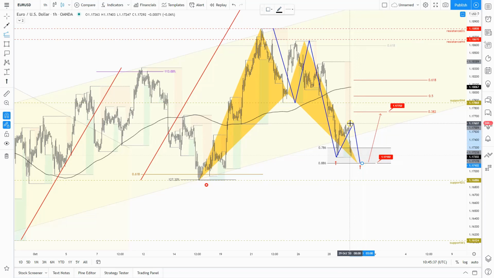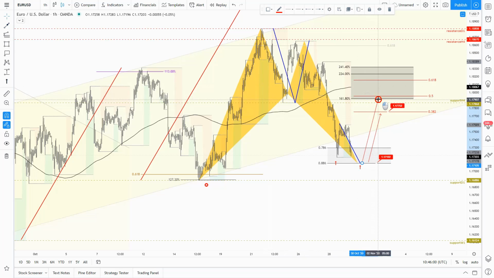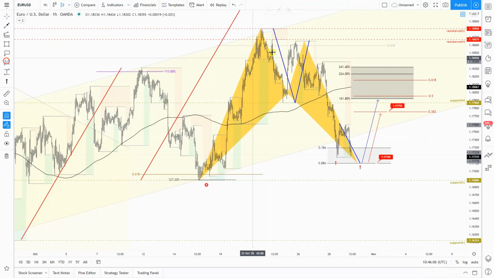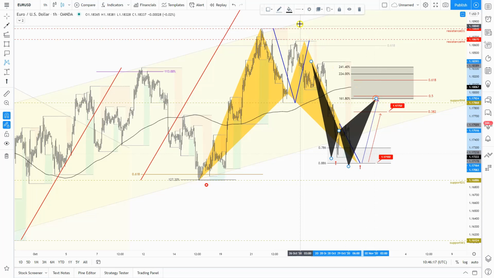I will measure an extension from the very last swing low. So I'm measuring this very last swing low, and I'm projecting that extension, and I'm searching for an extension of that swing. Okay, so basically we will search for a potential bearish shark pattern here. I will adjust that in a second.